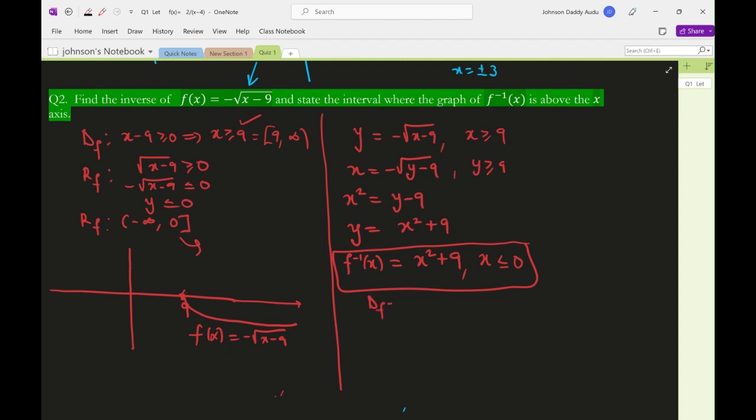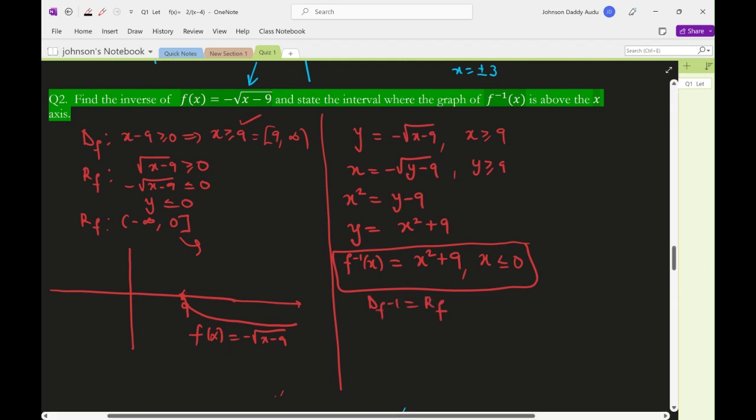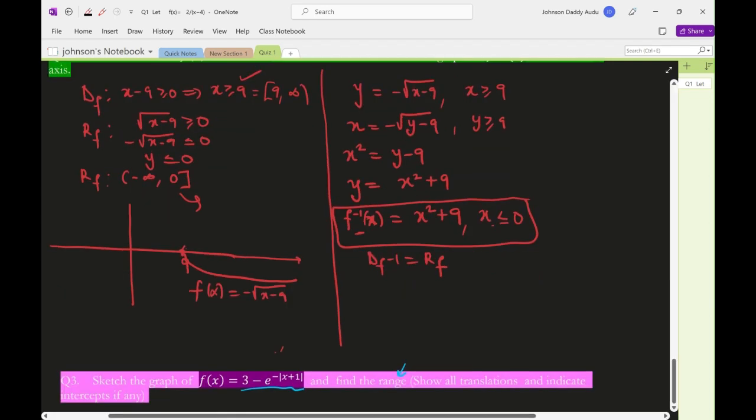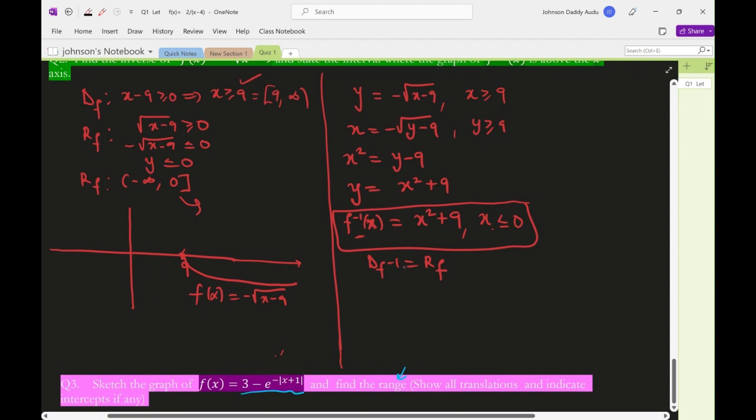Why? Because we know that the domain of f inverse is the same thing as the range of f. So any x you are putting here has to do with the domain of f, because you see x here is the input of f inverse. Okay. Now, what we can do is to draw the f inverse.